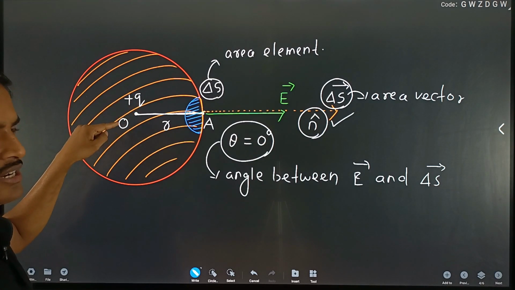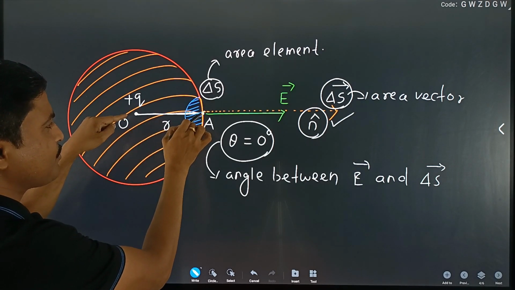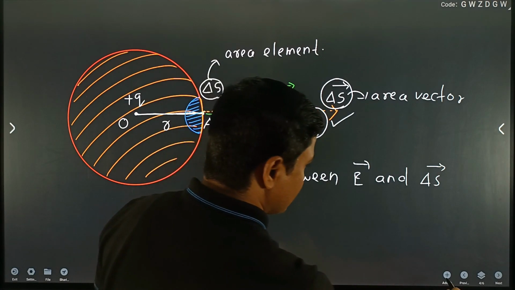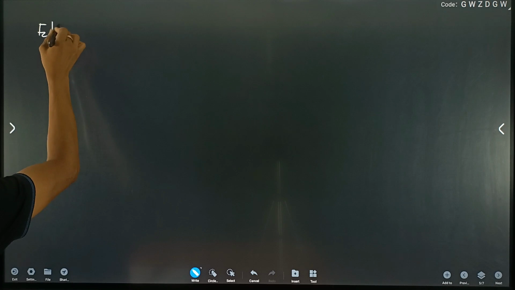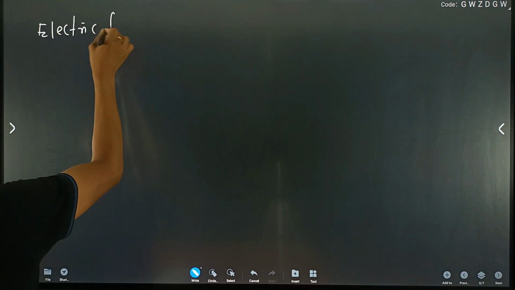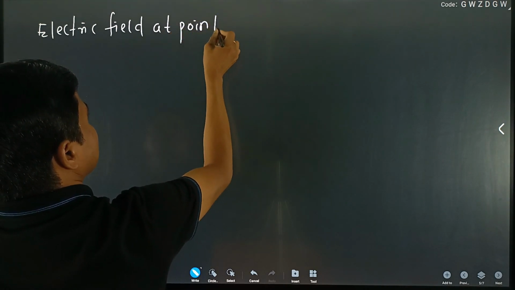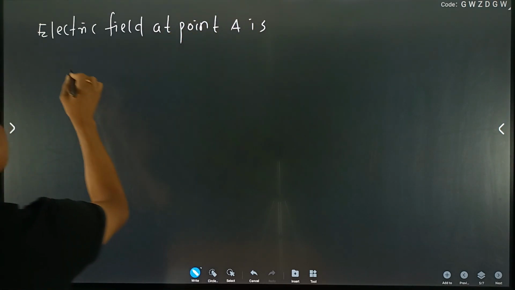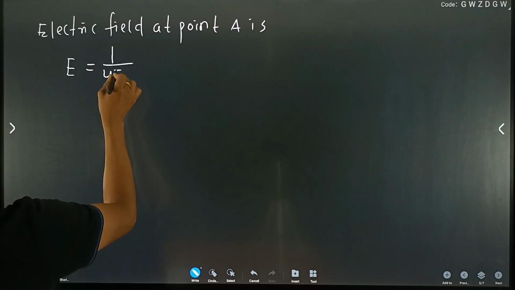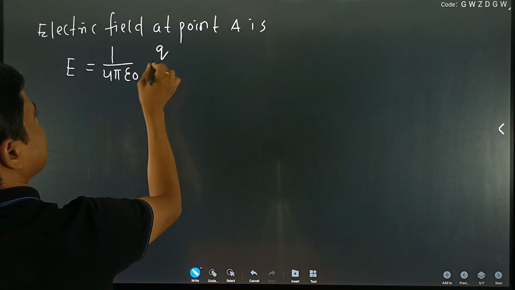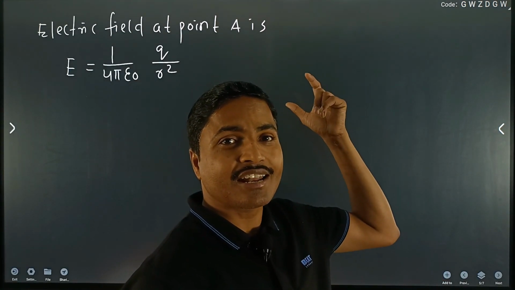Plus Q is situated at point O. Then at a distance R, means at point A, what is the magnitude of electric field? We write simply electric field at point A is, for electric field we write E is equal to 1 divided by 4 pi epsilon 0, magnitude of charge is Q, square of the distance, that is R square, and this is in the scalar form.